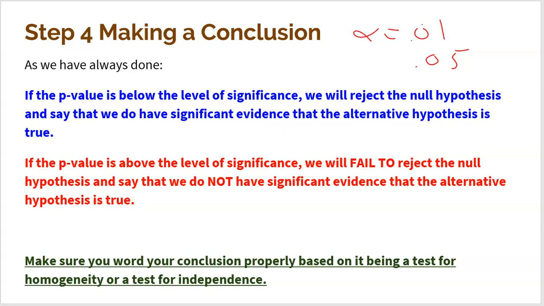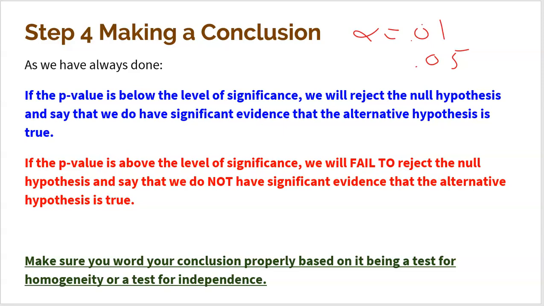A low p-value is basically saying that the probability of your chi-squared value being found or higher is extremely unlikely, but since it was found, that's what gives you evidence that the null is wrong and the alternative must be true. If the p-value is above the level of significance, we fail to reject the null hypothesis and say that we do not have significant evidence that the alternative hypothesis is true.